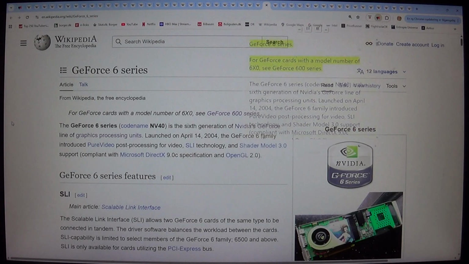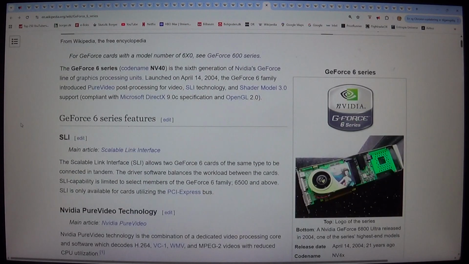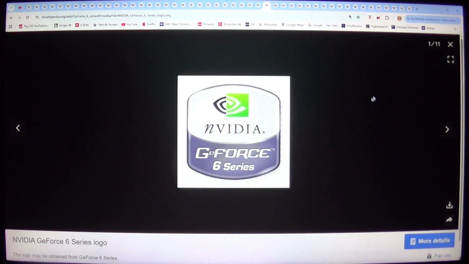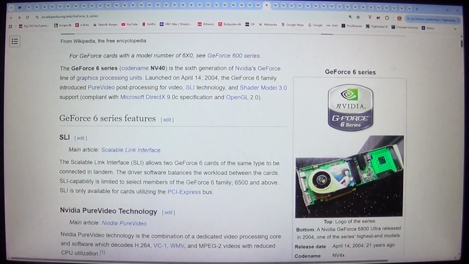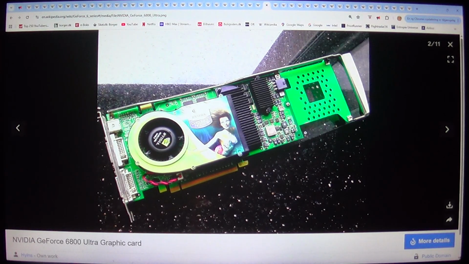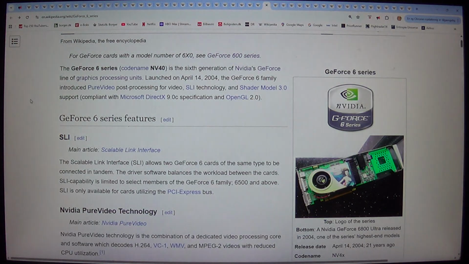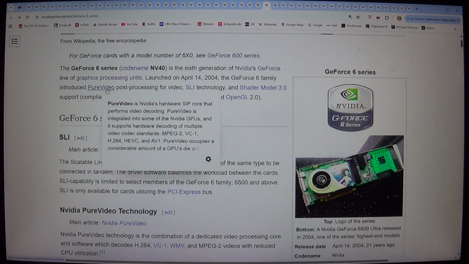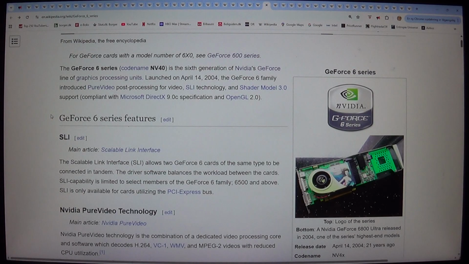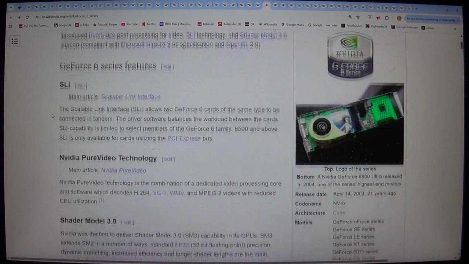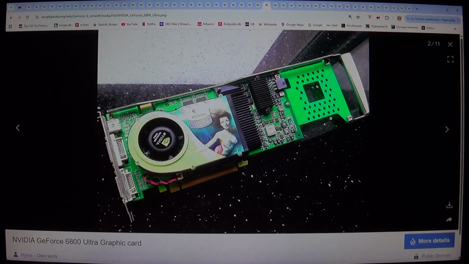GeForce 6 series. For GeForce cards with a model number of 6x0, see GeForce 600 series. The GeForce 6 series, codename NV40, is the sixth generation of NVIDIA's GeForce line of graphics processing units. Launched on the 14th of April, 2004, the GeForce 6 family introduced PureVideo post-processing for video, SLI technology, and Shader Model 3.0 support, compliant with Microsoft DirectX 9.0c specification and OpenGL 2.0.